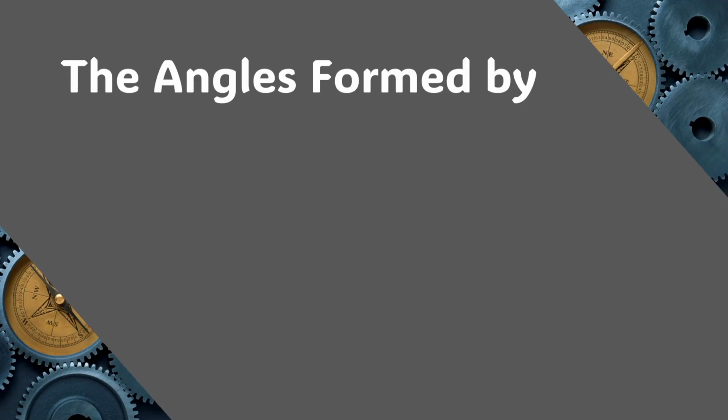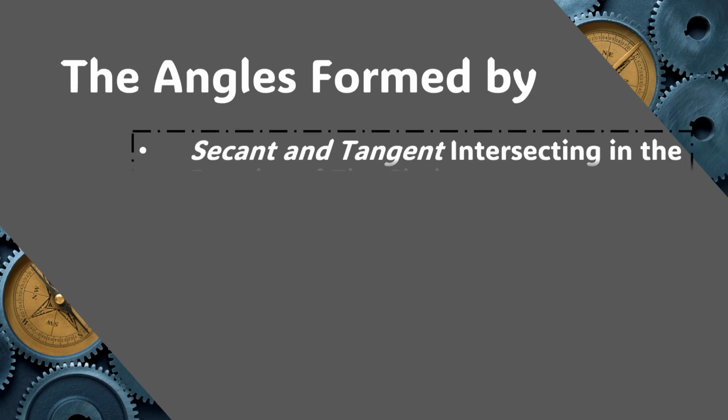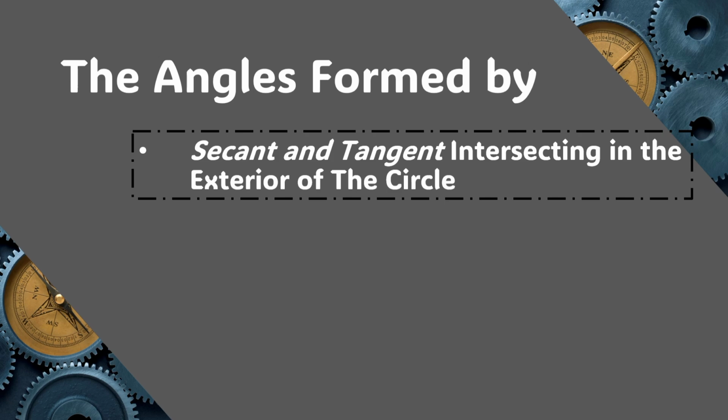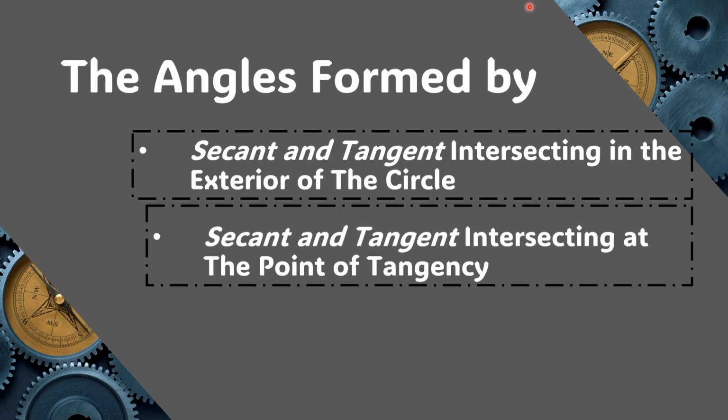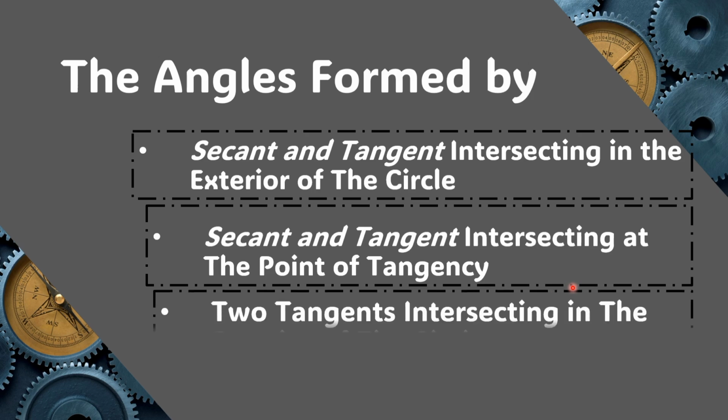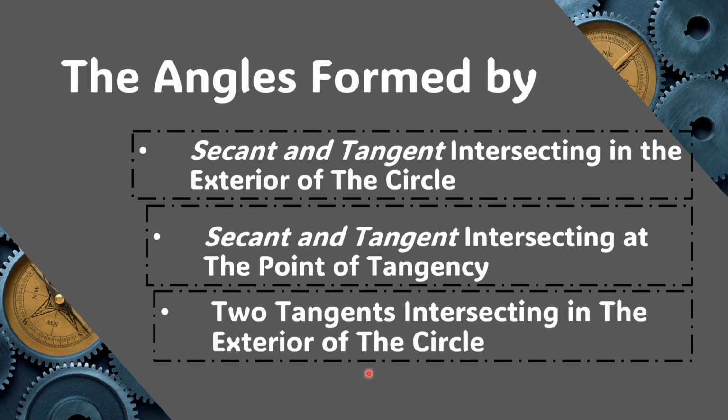The intersecting secants exterior theorem has three other possible cases. This video focuses on the angles formed by a secant and a tangent intersecting in the exterior of the circle, a secant and a tangent intersecting at the point of tangency, and two tangents intersecting in the exterior of the circle.